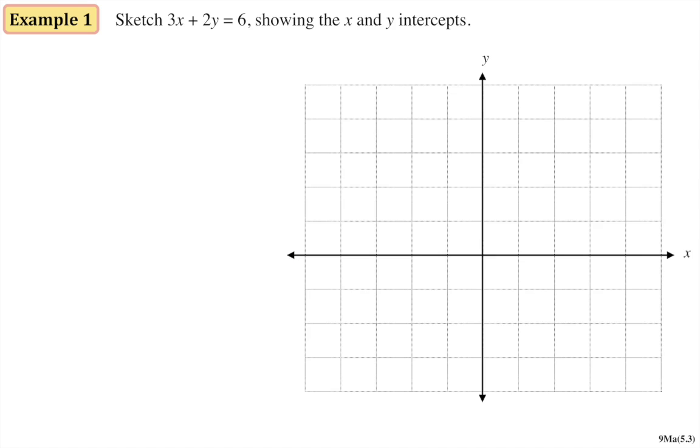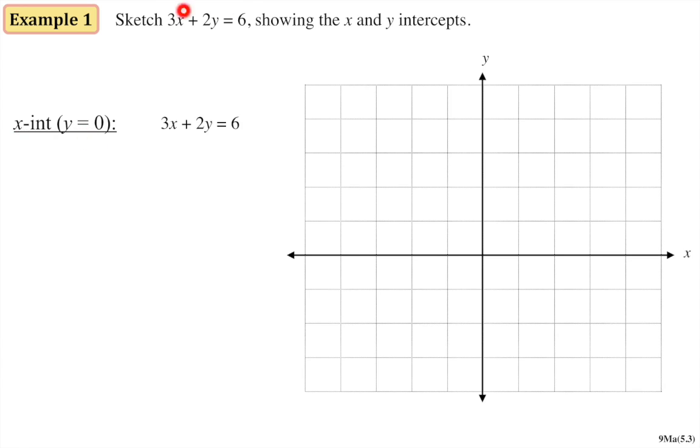Let's try it. Okay, question 1 says sketch 3x plus 2y equals 6, showing the x and y intercepts. Well, let's find the x-intercept first. This is the way I'd like you to set it out. x-int is short for x-intercept, so we'll write that. And then in brackets, you're going to write y equals 0. That means we are finding the x-intercept by letting y be 0.